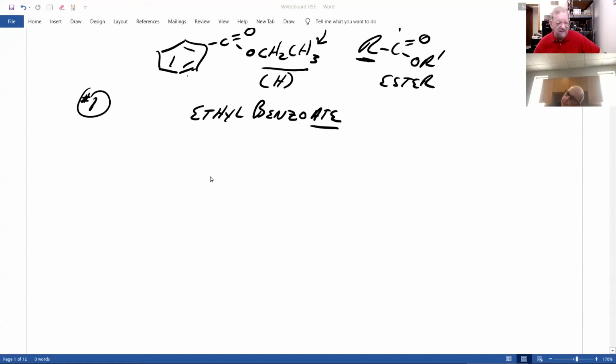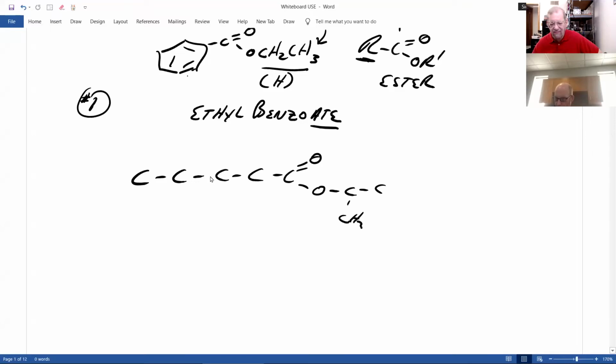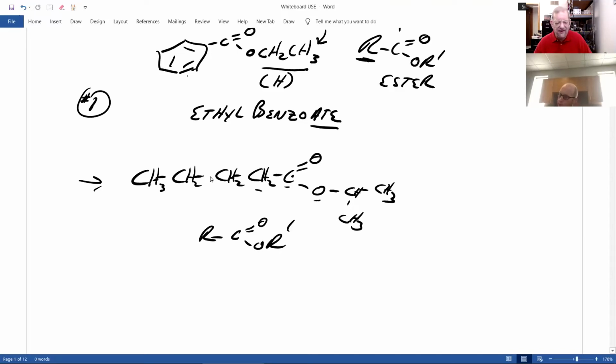Let me do one more. And the question is, what's the IUPAC name for this ester? 3 points. How do you do that? Well, what functional group is it? That's the first thing. I have a carbonyl, carbon double bond to oxygen, oxygen here with carbons. The carbonyl has carbons. They're different. This is an ester.